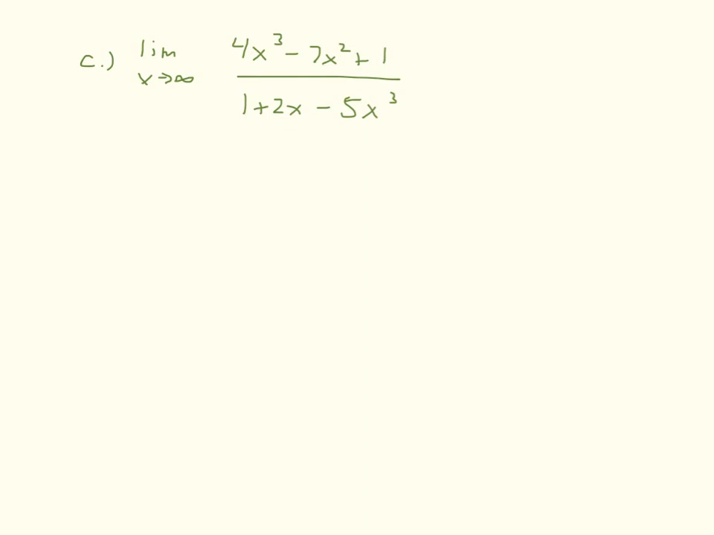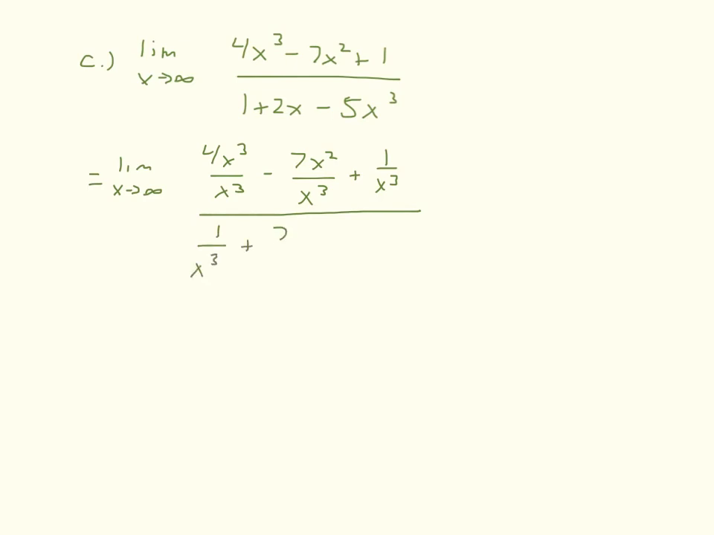Now let's take a look at a third example, where we find this limit algebraically. In this case, again, we have the limit as x approaches infinity of 4x cubed minus 7x squared plus 1 over 1 plus 2x minus 5x cubed. Again, we want to identify the highest power of x in the denominator. In this case, it is x cubed. So I'm going to rewrite this by dividing everything by x cubed. This will equal the limit as x approaches infinity of 4x cubed over x cubed minus 7x squared over x cubed plus 1 over x cubed, all over 1 over x cubed plus 2x over x cubed minus 5x cubed over x cubed.